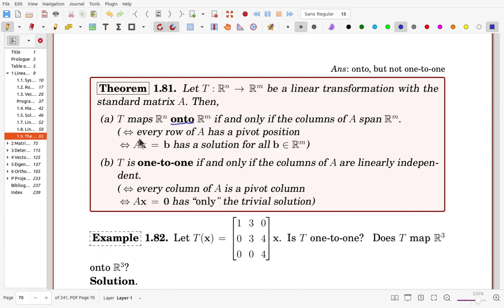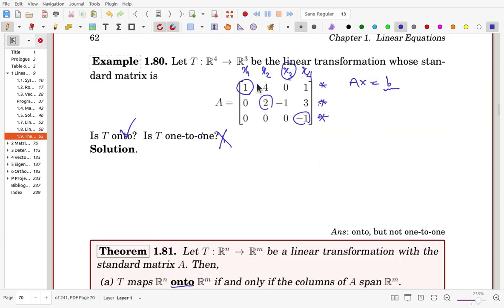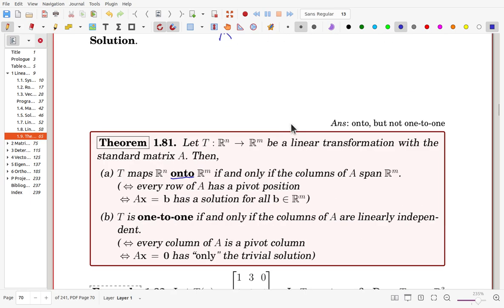That is the same as this one: every row of A has a pivot position. Here in this example, every row has a pivot, so it is solvable and also onto. Ax equals b has a solution for every choice of b in Rm.